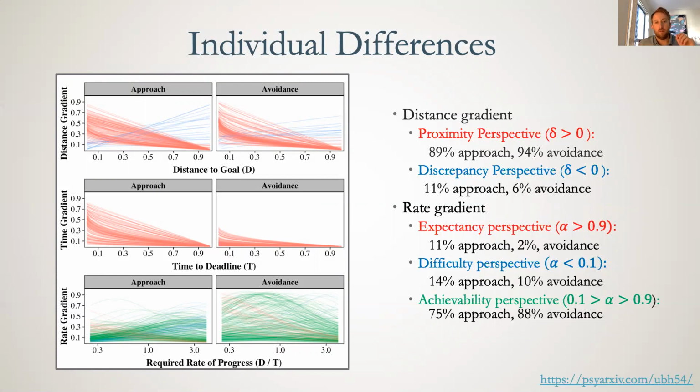And finally, most participants had some amount of non-monotonicity in the gradient, at least according to how we define non-monotonicity, which was an alpha value of between 0.1 and 0.9. Although, as you can see, there were individual differences in where that inflection point stood. So this provides evidence for the achievability perspective in both the approach and avoidance context.